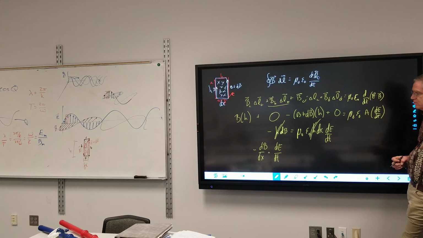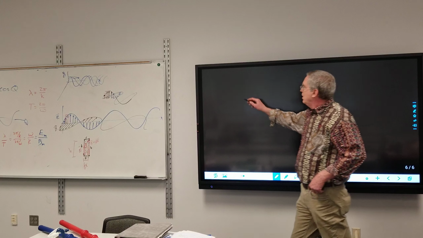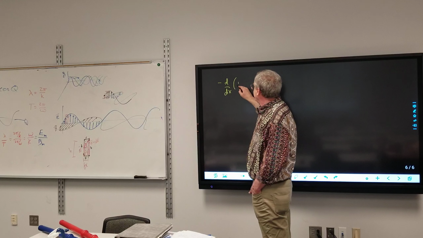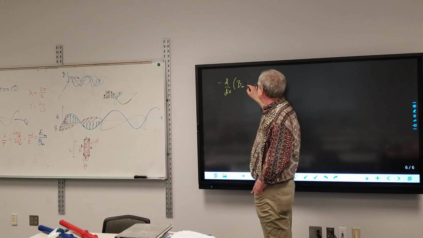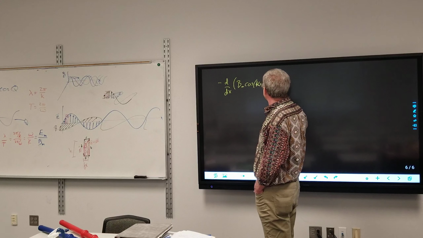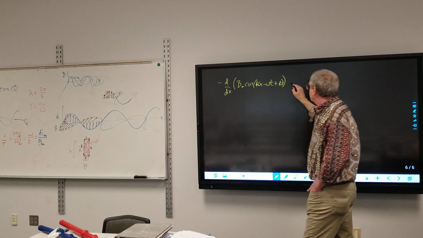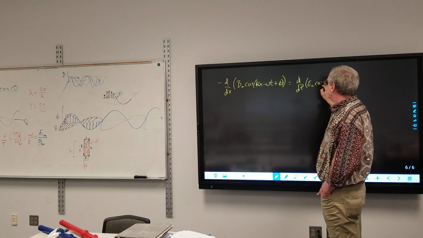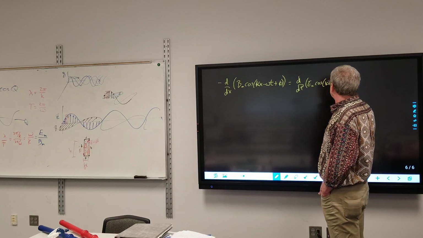Let's see what that yields us. Questions before I turn the page? B was B sub m cosine of kx minus omega t plus phi, and the negative derivative of that with respect to x is equal to mu naught epsilon sub naught d dt of my electric field, which is E m cosine kx minus omega t plus phi.